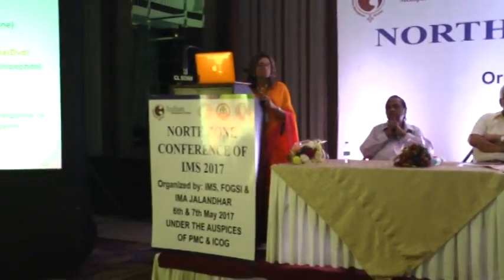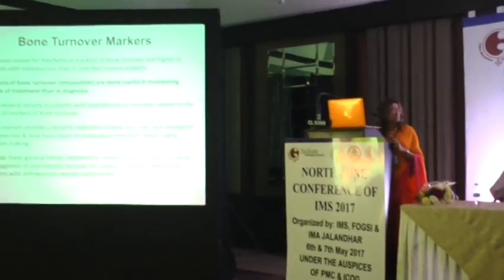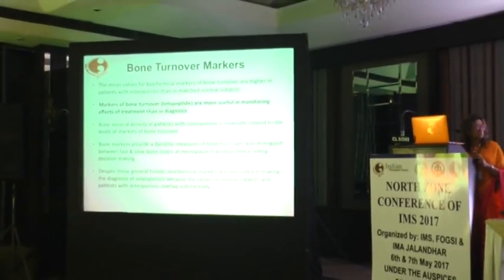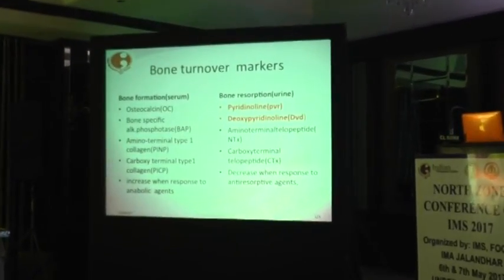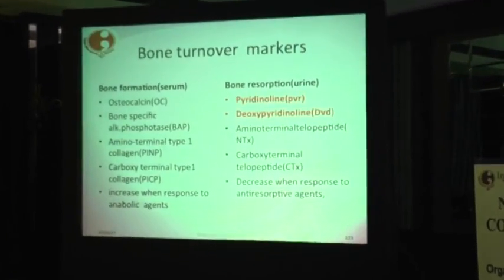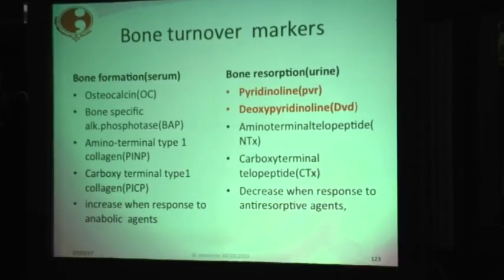Important formation markers are bone alkaline phosphatase, osteocalcin, C-terminal propeptide of collagen, and N-terminal propeptide of collagen. These are formation markers, and resorption markers are acid phosphatase, C-terminal telopeptides, degradation telopeptides and N-terminal telopeptides. These telopeptides can be calculated in the blood, they can also be calculated in the urine.